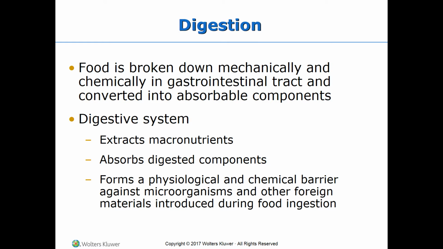So, digestion is the process by which food is broken down mechanically and chemically, and it happens, of course, within the gastrointestinal tract, and it will be converted into absorbable components.